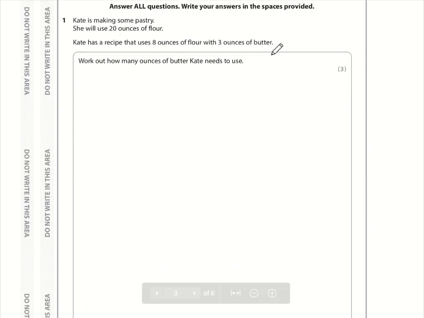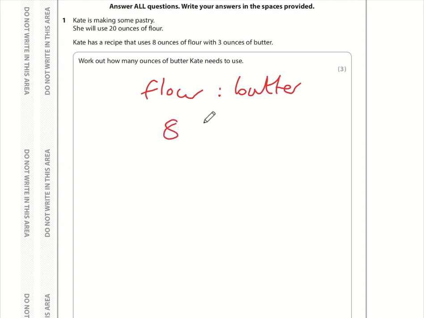So Kate is making some pastry. She will use 20 ounces of flour, and she's got a recipe that uses 8 ounces of flour with 3 ounces of butter. So the ratio of flour to butter, according to the recipe, is 8 to 3. Now, if Kate had 16 ounces of flour, that would be nice and easy. We can just see we are doubling 8 to 16, so we would just double the 3 and we get 6. But the problem is, we know the ratio is 8 to 3, we've got 20.